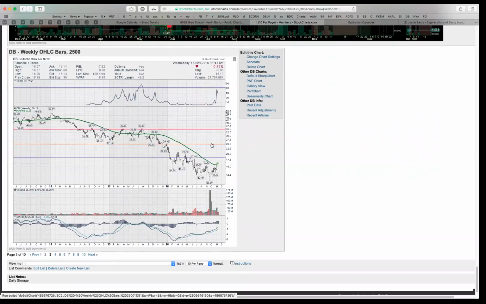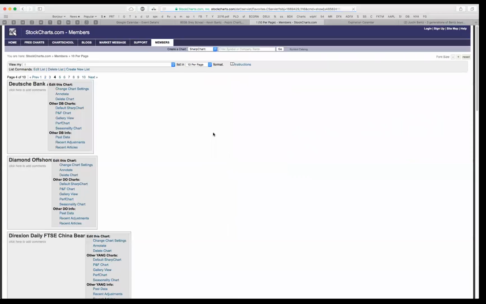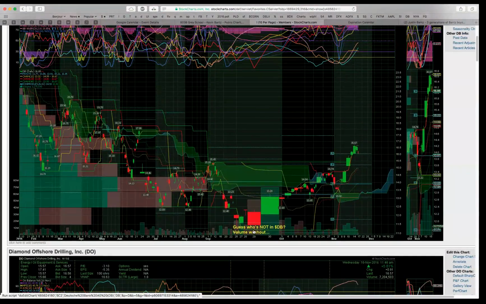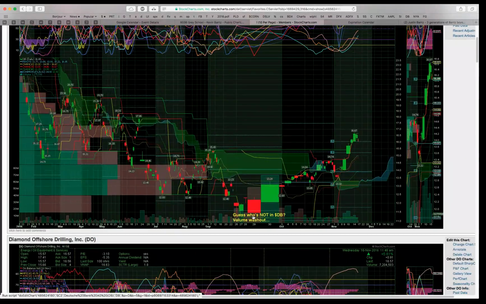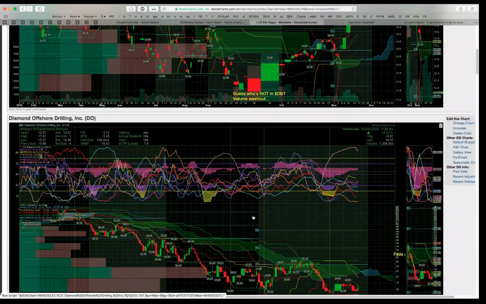Deutsche Bank here, just simple moving average, came above, it's basically pausing. Deutsche Bank again. This is what I wrote in StockTwits. Guess who's not in Deutsche Bank? Volume washout. Does it move off that? It's at less than 50% or so.